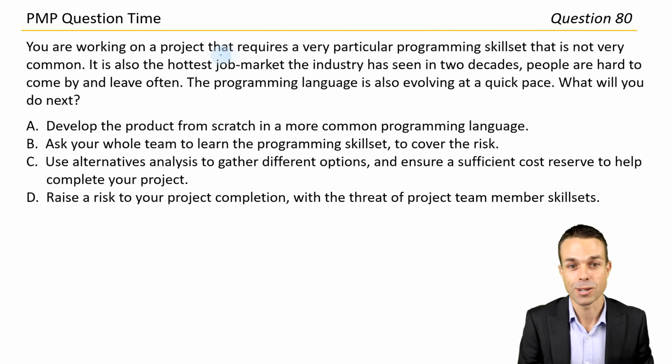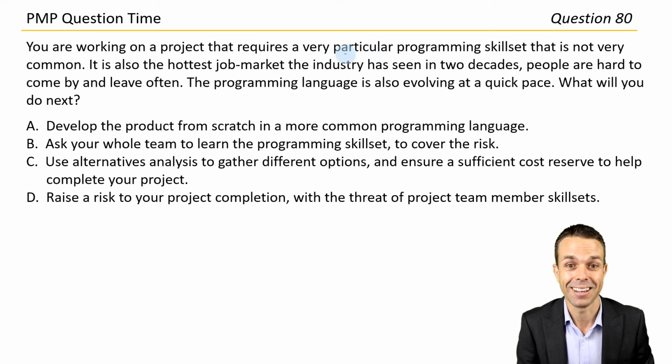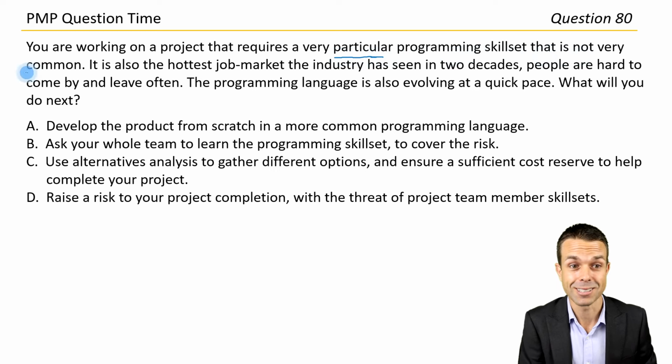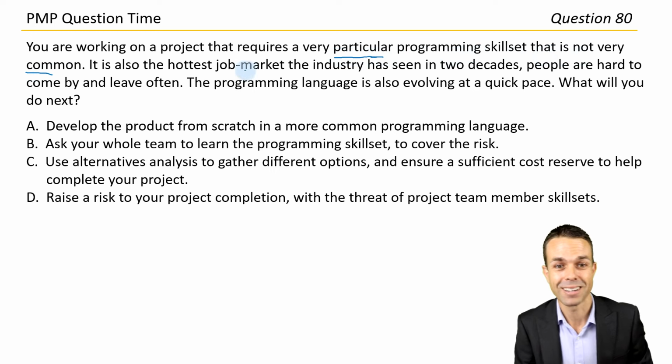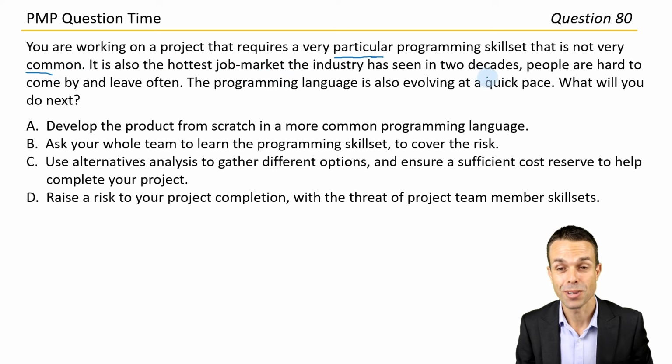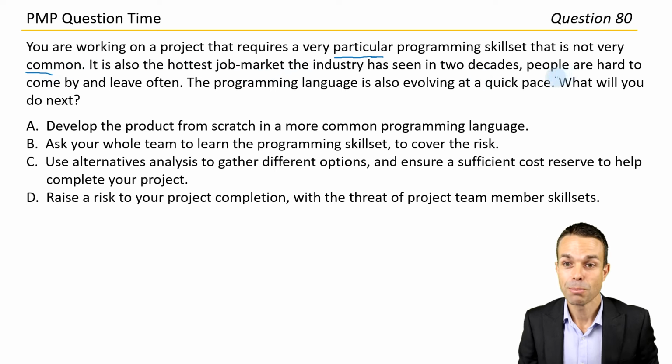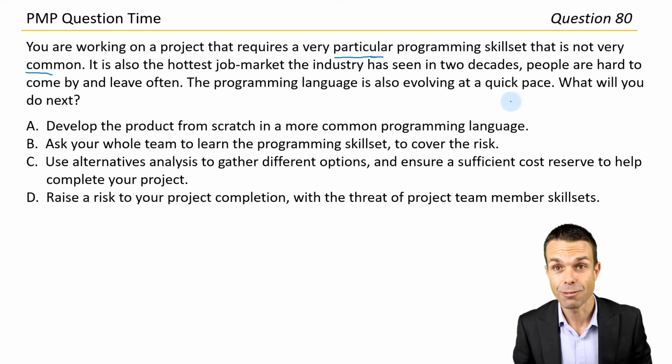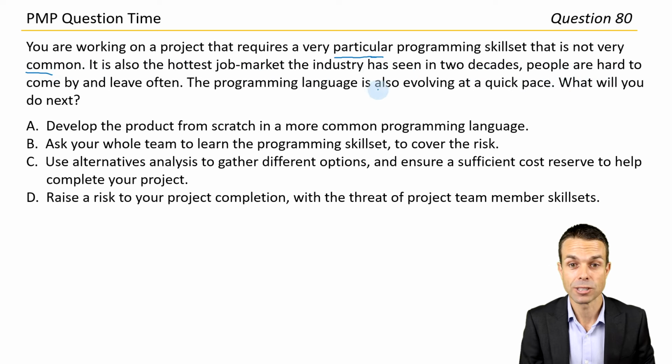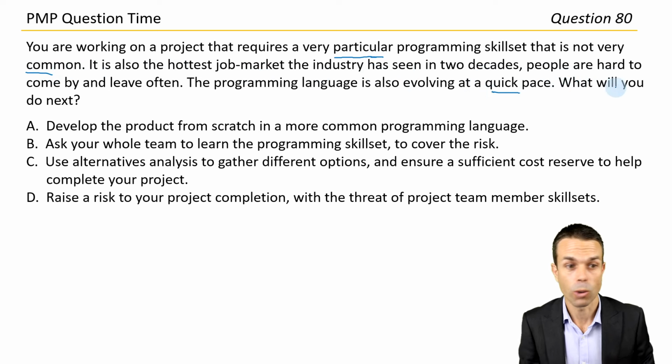You're working on a project that requires a very particular programming skill set, like Liam Neeson. He or she has a very particular set of skills, programming skills, that are not very common. Excellent. It's also the hottest job market the industry has seen in 2 decades. Gosh, of course. People are hard to come by and they leave often. The programming language is also evolving at a quick pace. What will you do next?